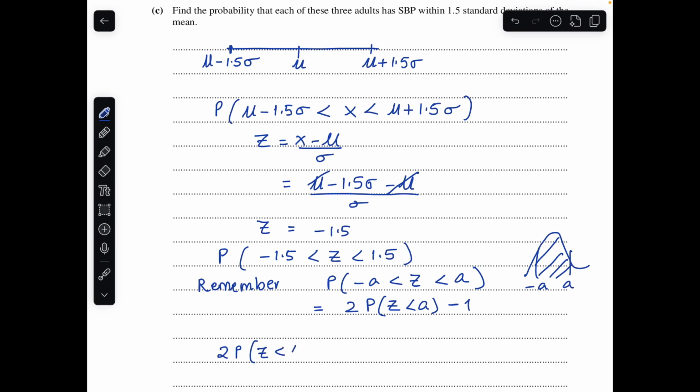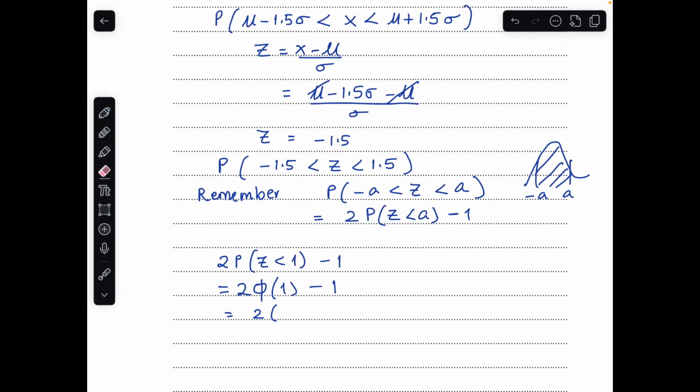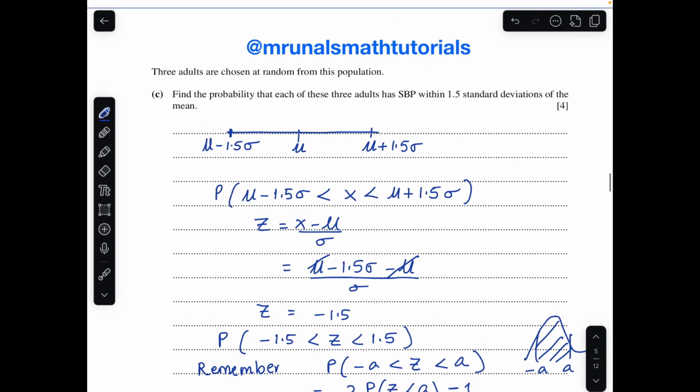2 times z-score less than 1.5 minus 1, which is 2 times phi of 1.5 minus 1. Sorry, this is going to be 1.5, not 1. Apologies for that. So that's going to be 2 times 0.9332 minus 1, which is 0.8664.